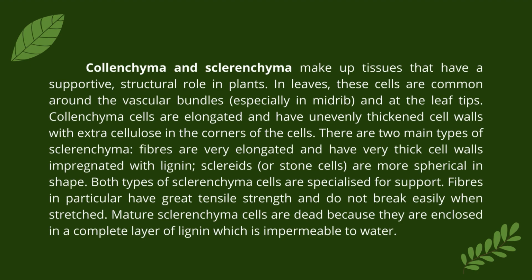Collenchyma and sclerenchyma make up tissues that have a supportive structural role in plants. In leaves, these cells are common around the vascular bundles and at the leaf tips. Collenchyma cells are elongated and have unevenly thickened cell walls with extra cellulose in the corners of the cells.